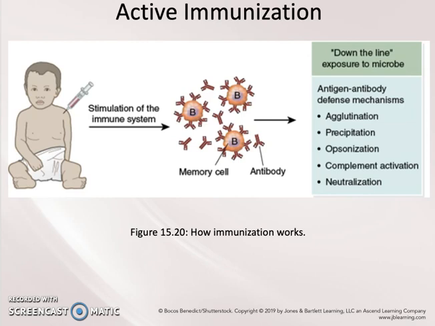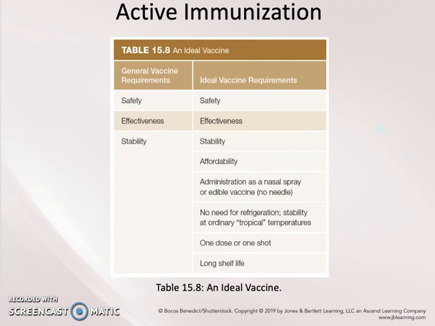Active immunity requires three basic components. The vaccine must be safe, effective, and stable. Vaccines can be made in one of three different ways today. The first way vaccines can be made is from what's referred to as live attenuated microbes.